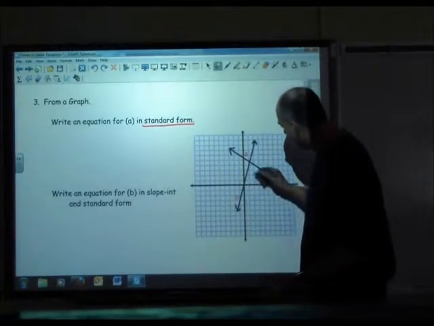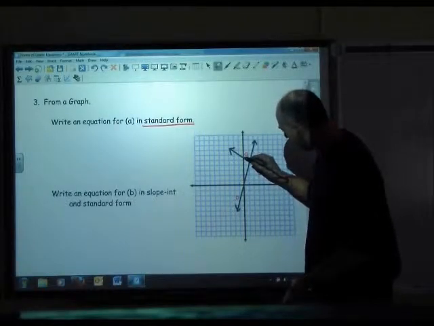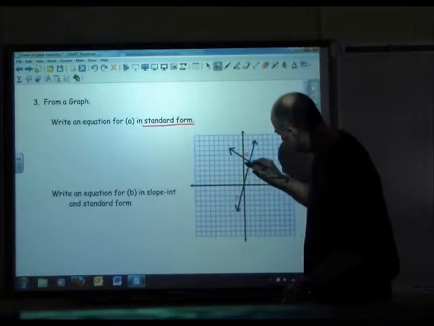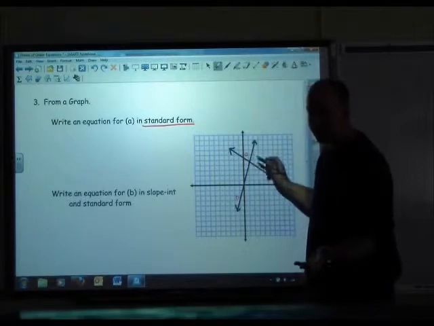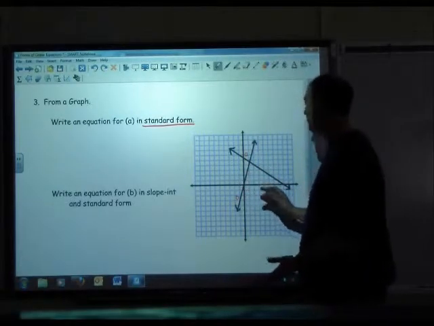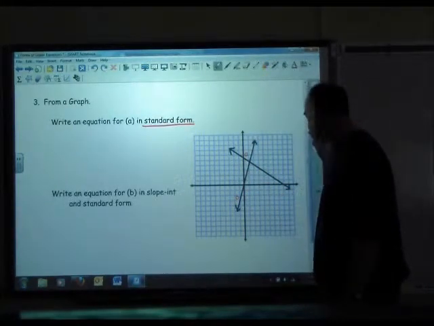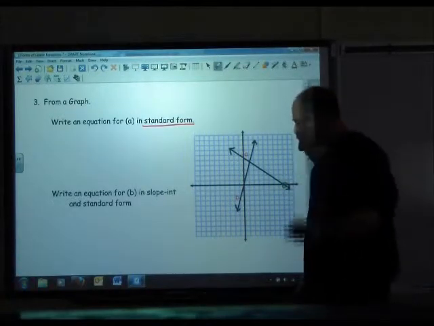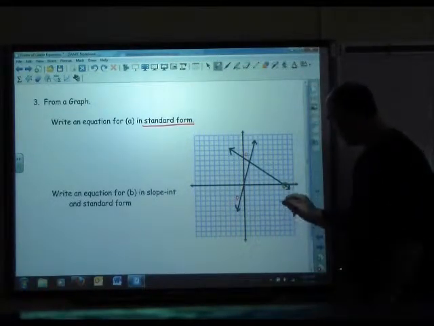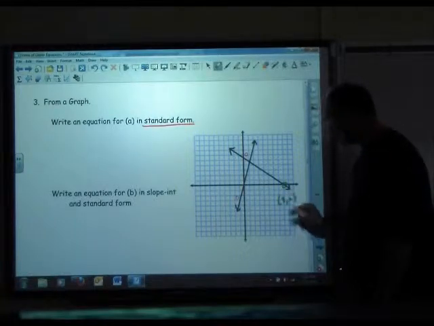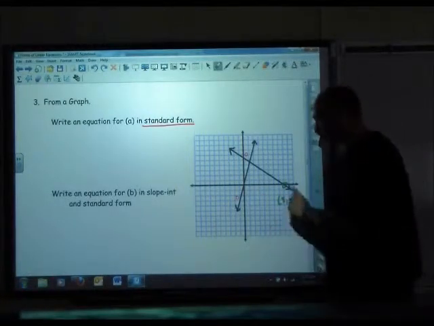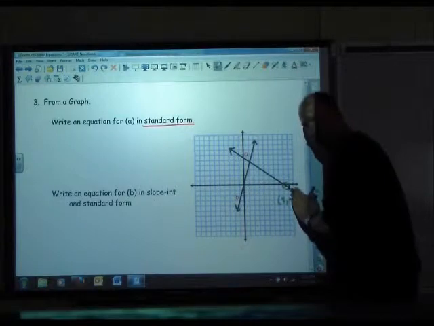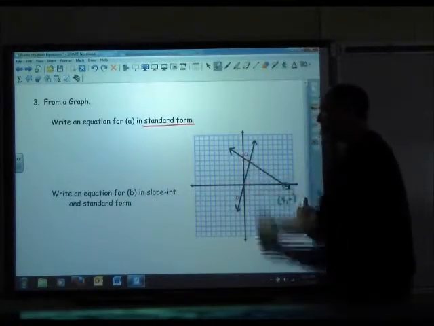Now line A, I don't see the y-intercept. It looks between 5 and 6, but I can't say what it is exactly. So I'm going to forget about slope-intercept form. And instead, I do see this. Now that's not a y-intercept, but it's a point on the corner, and it's at 8, 0. So I'm actually going to plug into point-slope form, okay? Because I do not know the y-intercept.